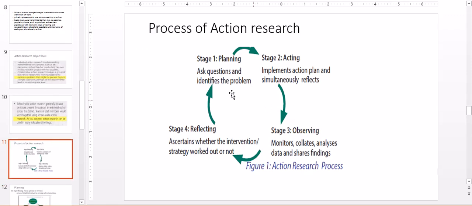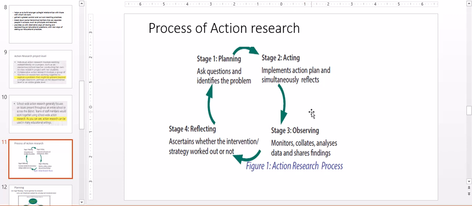Now the process of action research is very simple. Planning: in the planning stage we think about and identify the questions and problems. Number two, acting on the plan that you have made. Here, teachers have planned how to bring change and what can be done to improve their practice. That is what happens in the planning stage, and in the implementation, teachers act on the action plan.